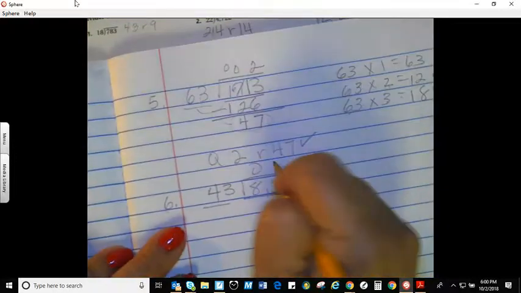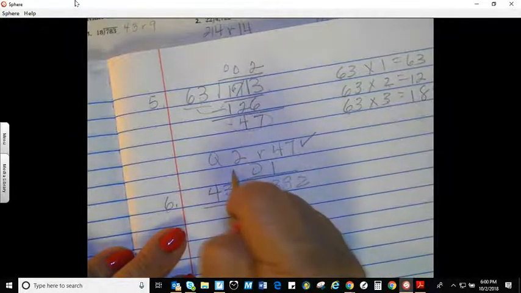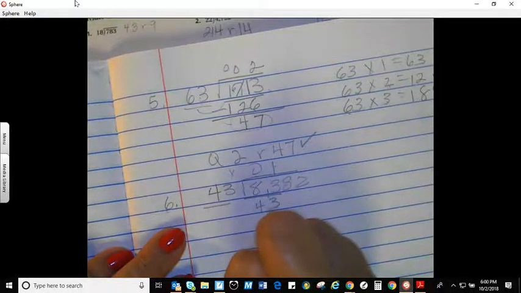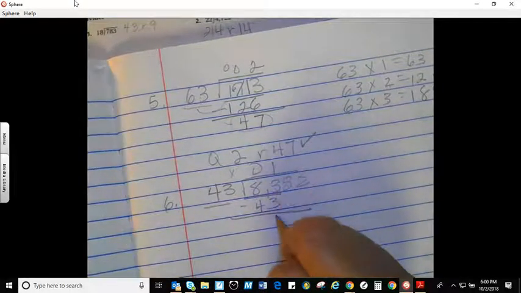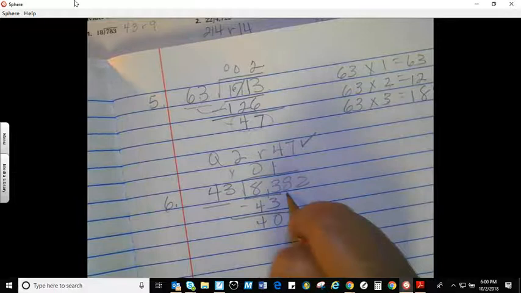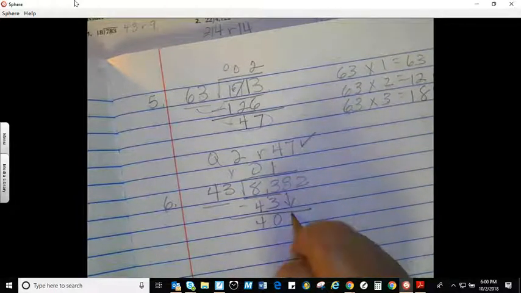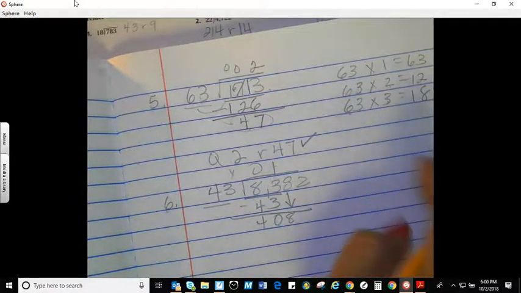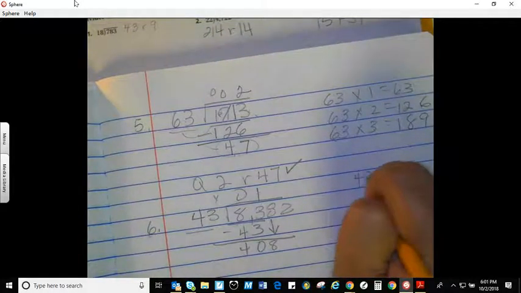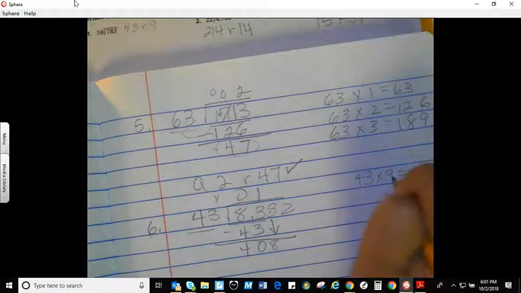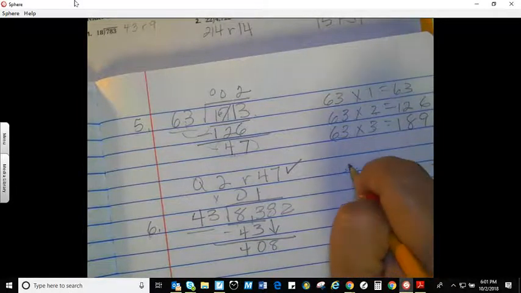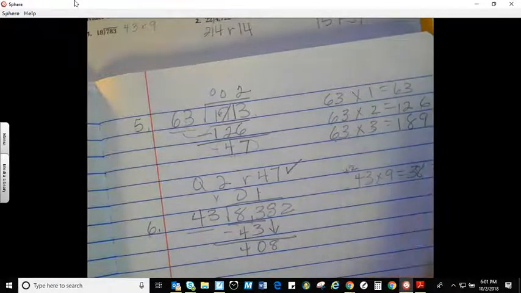So 1 times 43 equals 43. Subtract that out. That's 0. That's 4. It's less than, so I need to bring down my 8. Then we said it was going to be 9. So 43 times 9 equals 9 times 3 is 27. Regroup. 9 times 4 is 36. 37, 38, 387.